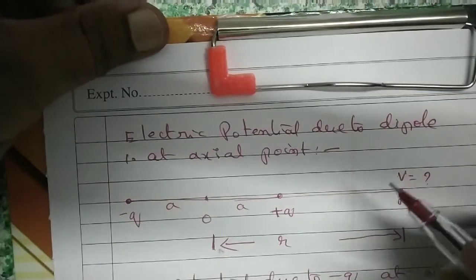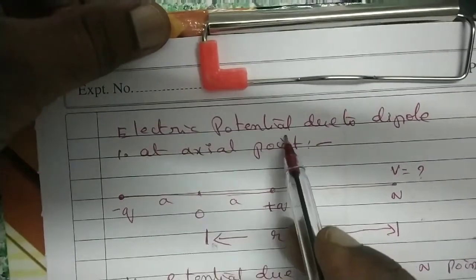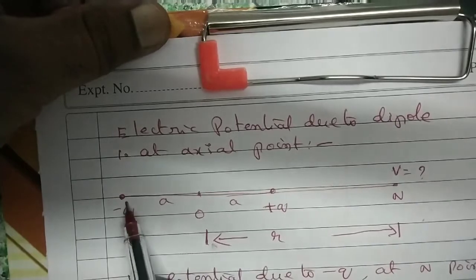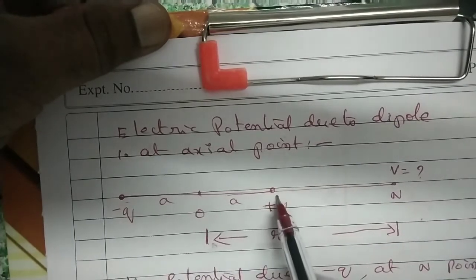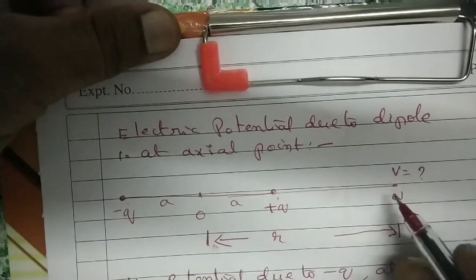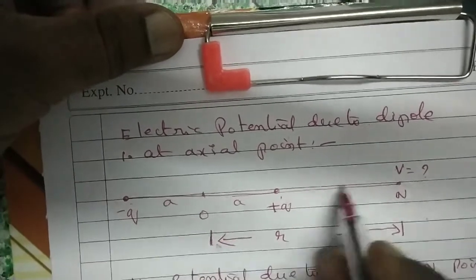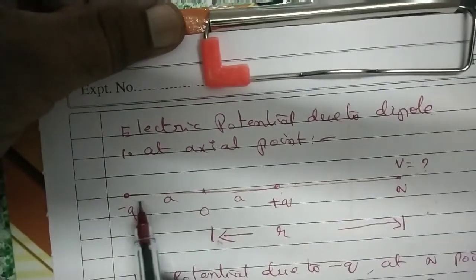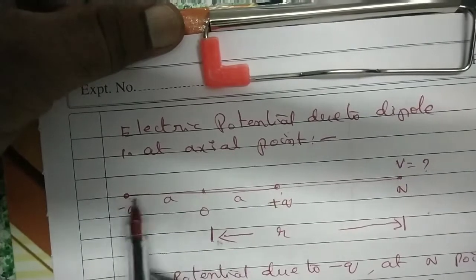Students, now we are going to find electric potential due to a dipole. Here is a dipole, minus q and plus q. Due to this dipole, we are going to find the electric potential at an axial point. This is the axis. Which is the axis? The line joining minus q and plus q of the dipole.